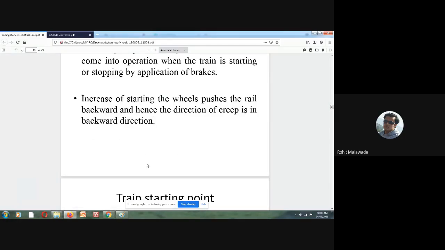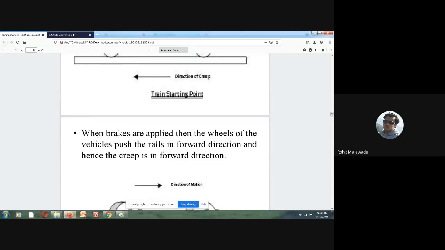Creep is common to all railway tracks, but varies in magnitude considerably. It is common in all the tracks, right? But it varies between starting and stopping. A different type of creep will be there while starting. So this is at the starting point.